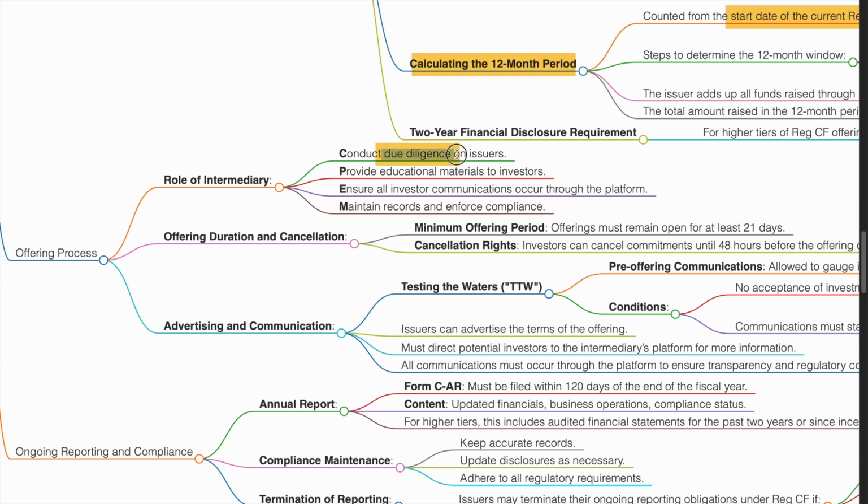It's got to conduct the due diligence on the issuers, right? So it's got to make sure all the background checks are done and proper. It then has to provide educational materials to the investors. The idea is to inform the investors. Crucially, this is super crucial, the platform needs to ensure that all the investor communications occur on the platform itself. So any material discussions about the fundraising itself, about any financial information, anything other than extremely high level, superficial stuff needs to occur on the platform. Again, the idea is to maximize accuracy, safety, transparency, that sort of thing, right? And crucially, of course, all records and compliance enforcement must also be performed by the intermediary platform.